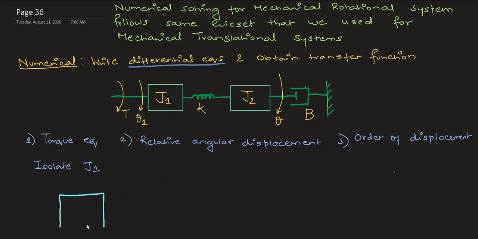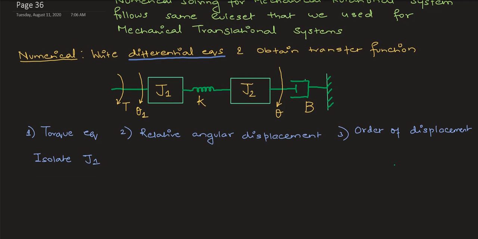So the same steps we are going to do in order to find the transfer function of this system. In the question, they have asked us to find theta of S divided by T of S. So that is given in the question. So your transfer function can be either theta 1 of S upon T of S or theta of S upon T of S. As it is given, we need to find theta of S upon T of S.